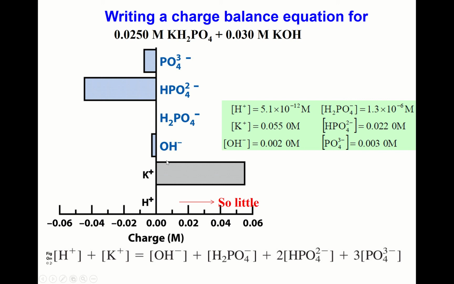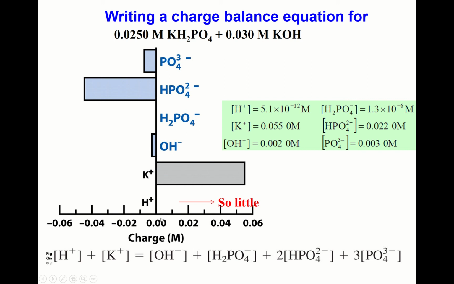Now you list the positive cations and anions. There are only two cations: potassium ion and proton. But there are four anions: hydroxide, dihydrogen phosphate, monohydrogen phosphate, and phosphate ions. No others. So charge balance means the sum of positive charges is equal to the sum of negative charges.